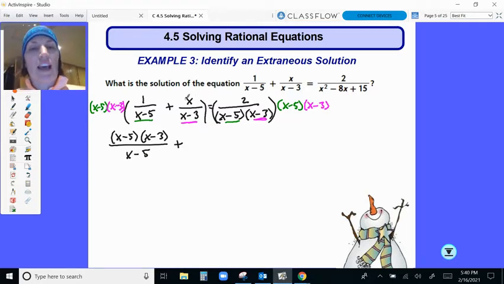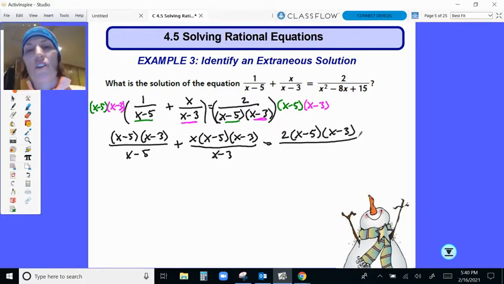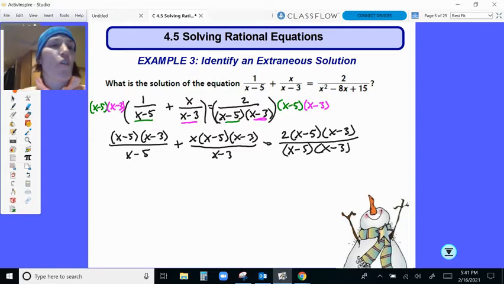Plus, on top here is x, so we're going to leave the x there, times x minus 5 times x minus 3, over x minus 3, equals, and I have a 2 on top here, so 2 times my LCM, x minus 5 times x minus 3, all over x minus 5 times x minus 3. Hopefully you can kind of see what's going to happen here, right?